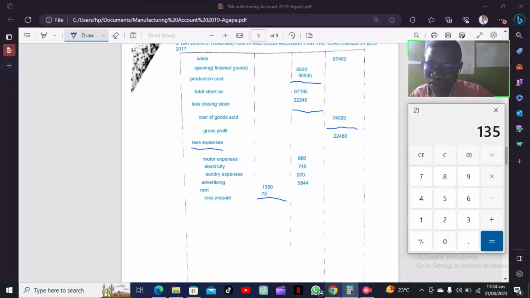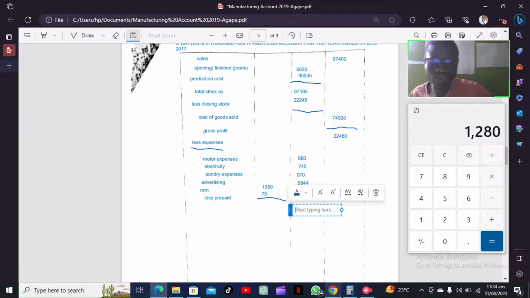Then we're going to less. So when we less this, what are we getting? 1,350 kwacha minus 70 kwacha. What are we getting? I added, not subtracted. So it's 1,350 minus 70. So we're getting 1,280 kwacha. Now we're taking it to the middle column, 1,280.